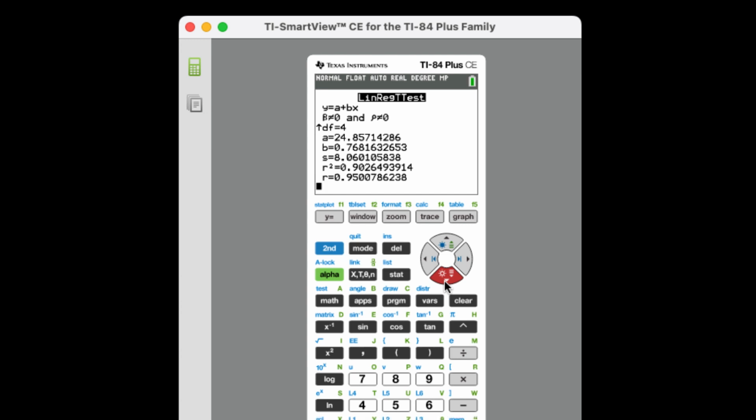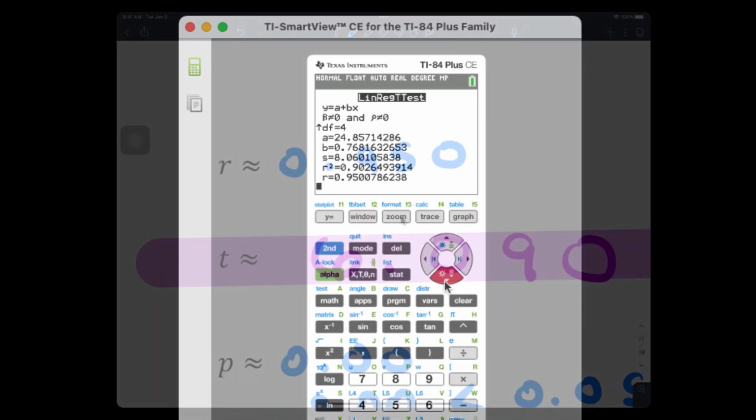0.90. What is R? It's not 90. It's 9 what? 95 what? I think that's 950. Do you guys see it? The last line, R? There's an R there? All right.